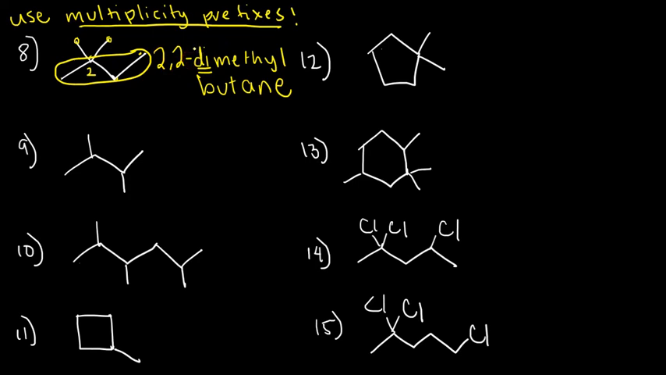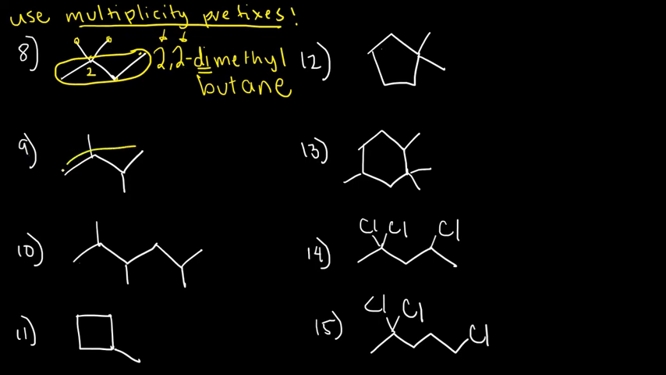Now, a lot of people actually make this mistake. They just write the name 2-dimethylbutane. But remember this, your multiplicity prefix should be reflected by the numbers before it. So if di means 2, then you should have two numbers here, even if it's the same.